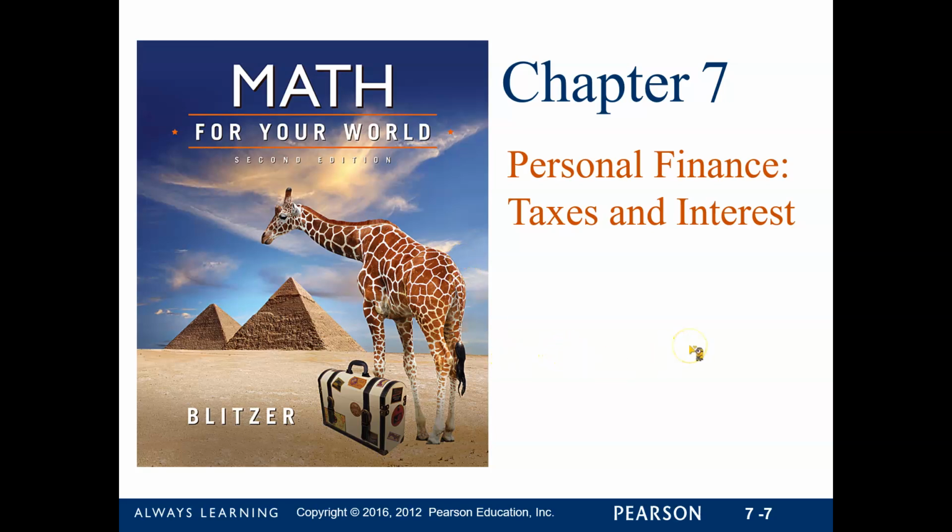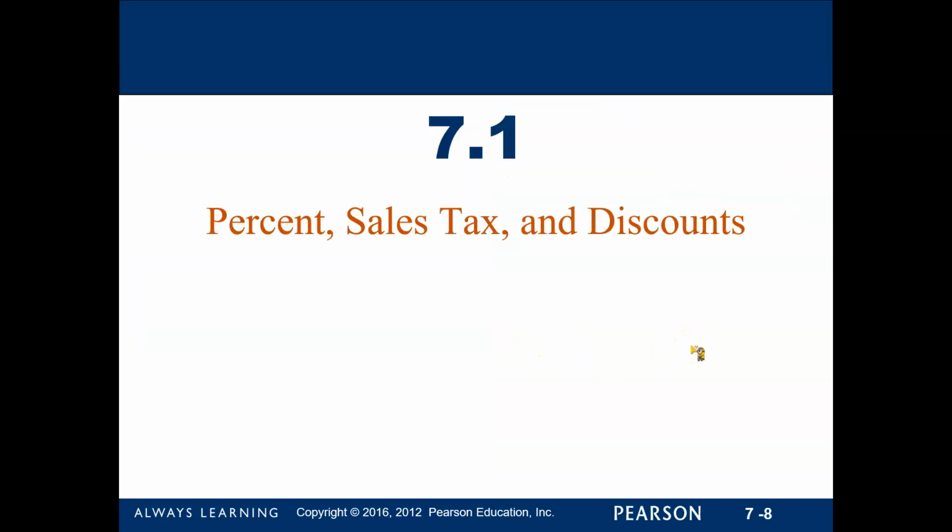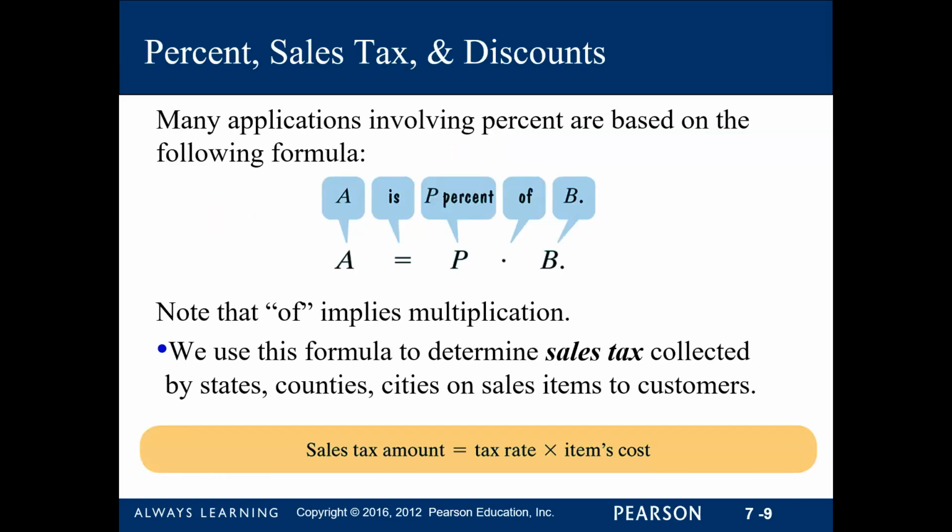All right, so let's continue our discussion for lesson 7.1. And we start with working with percent problems. The most common type of percent problem application, especially for this topic, is going to be on sales tax and discounts. Sales tax is a certain portion of the cost that is added on top of the item cost. The sales tax amount is identified by multiplying the item's cost and the tax rate.